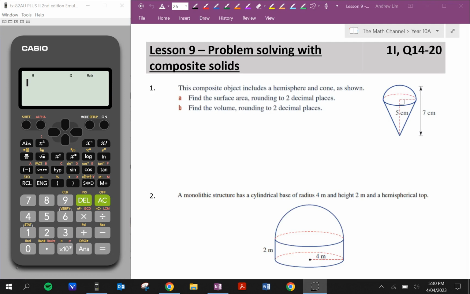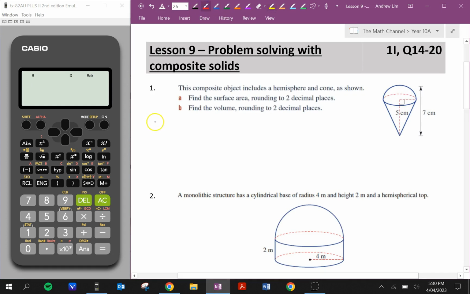This composite object includes a hemisphere and cone, as shown. Part A. Find the surface area, rounding to 2 decimal places. So we know surface area is the total area around the outside. We do not include the base of the hemisphere, which is the circle, because it's not on the outside, it's actually on the inside. And the same part here is also representing the top of the cone. That's also on the inside. It's not technically on the outside, so we don't include that.